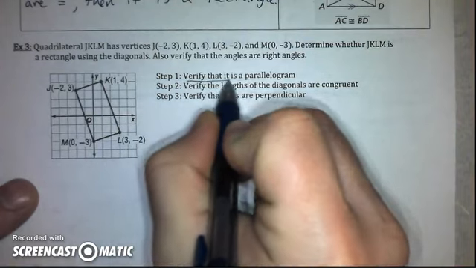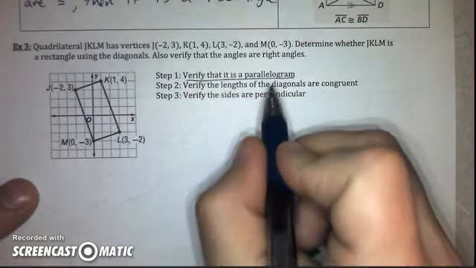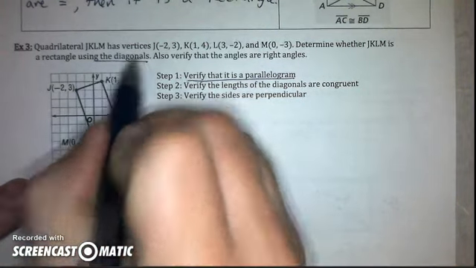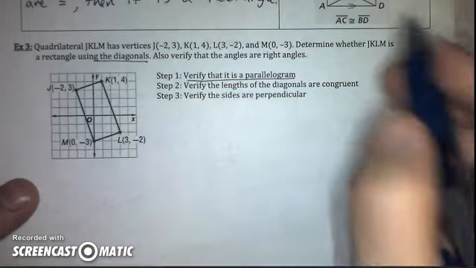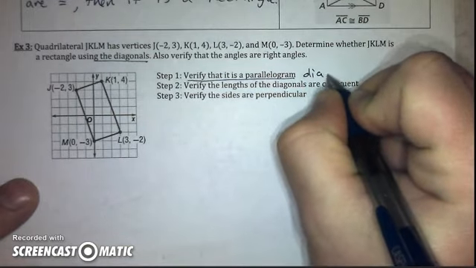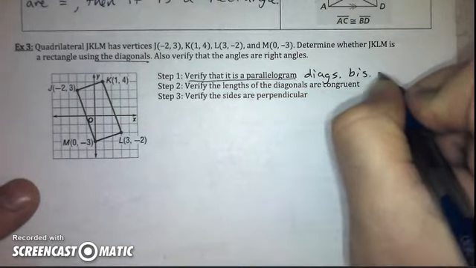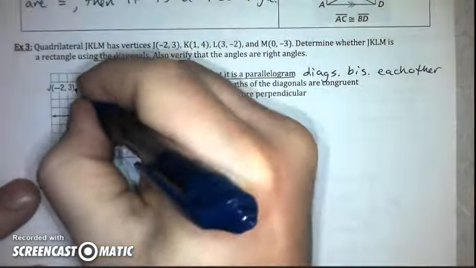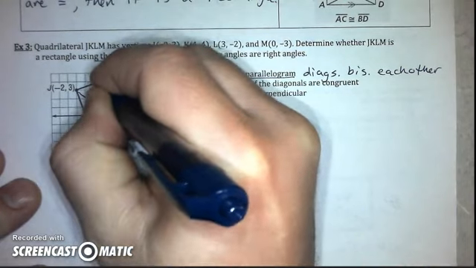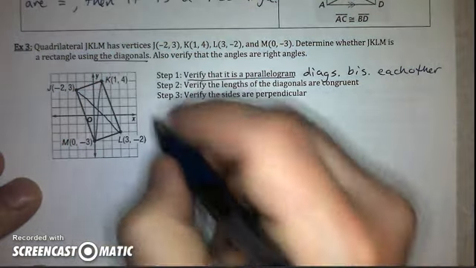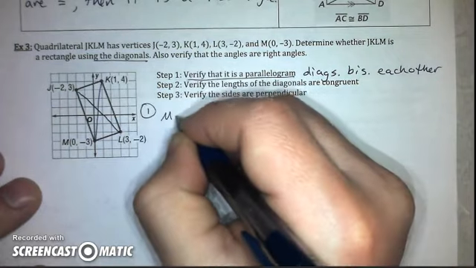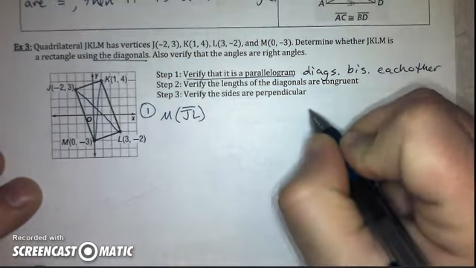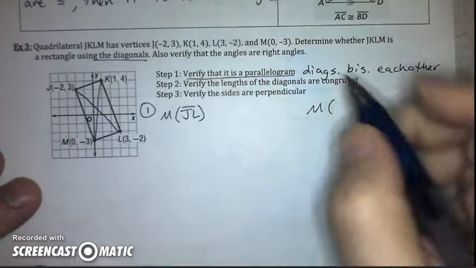Step one is to verify that it is a parallelogram. In order to do that, we are going to look at the diagonals. In order to verify that it's a parallelogram using the diagonals, remember that the diagonals bisect each other. And that means that the diagonals are going to have the same midpoint. So what I want us to do is to find the midpoint of JL and the midpoint of MK or KM.